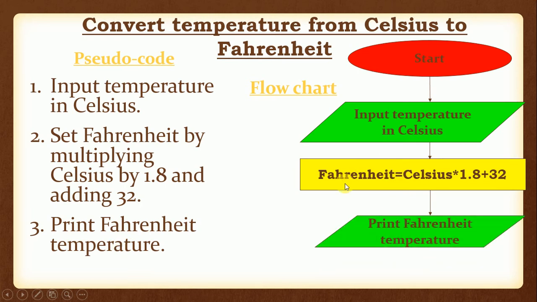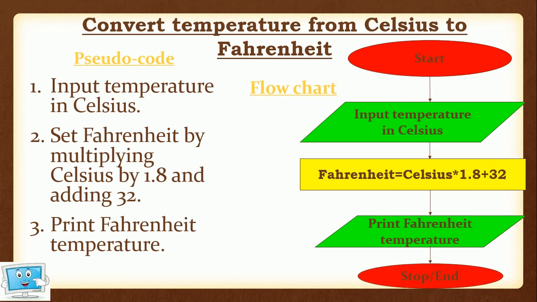That is, whatever value is stored in this one, that will be displayed as the output. The work of the program is done. Then we need to stop the flowchart, so we'll use the stop and end symbol. So this is the way we need to create the flowchart of this one and write its pseudocode.